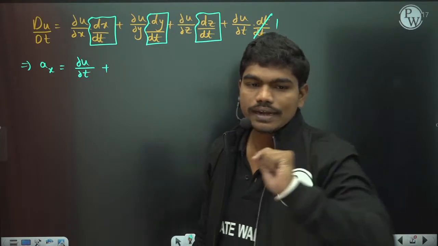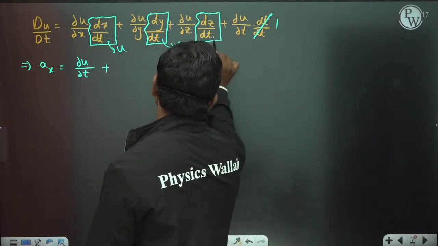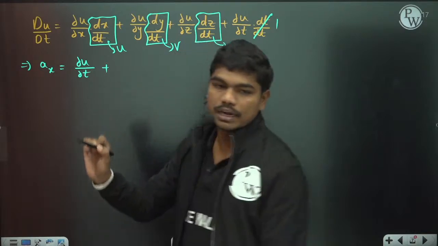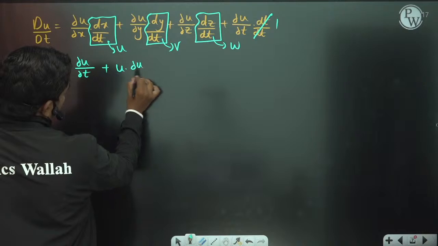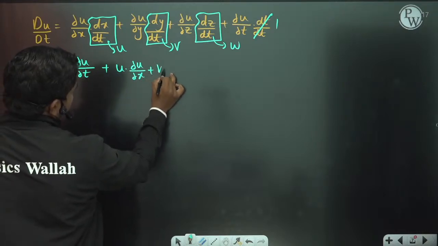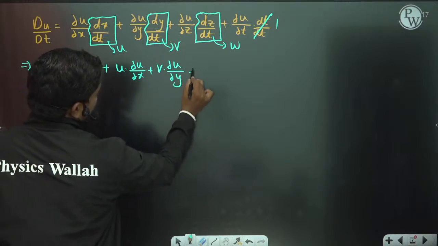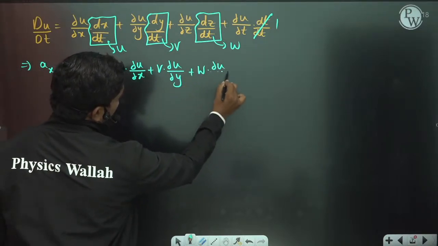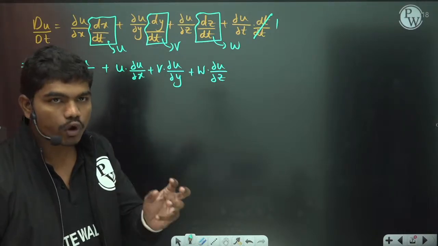u, v and w, correct? So this expression is basically u, this expression is nothing but v, and this expression is nothing but w, correct? So if you replace u into ∂u/∂x plus v into ∂u/∂y plus w times ∂u/∂z, correct? This is the x component of acceleration in any flow in general.